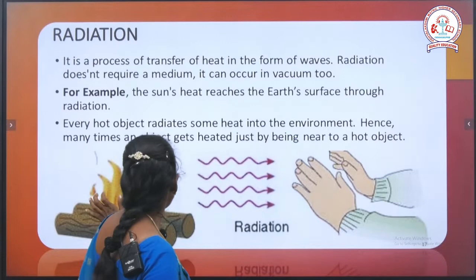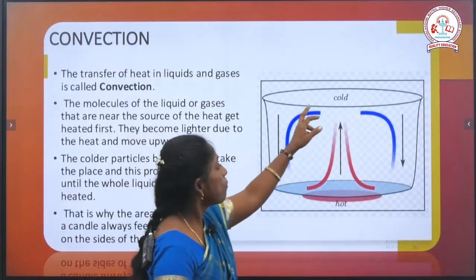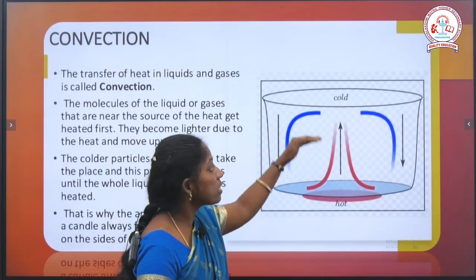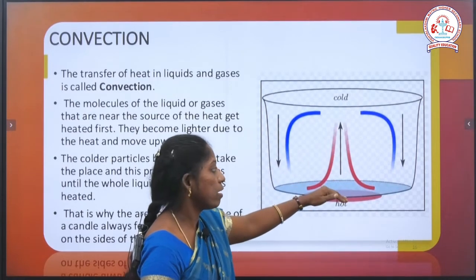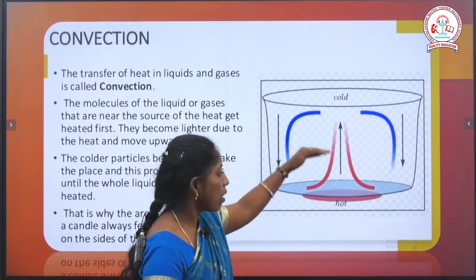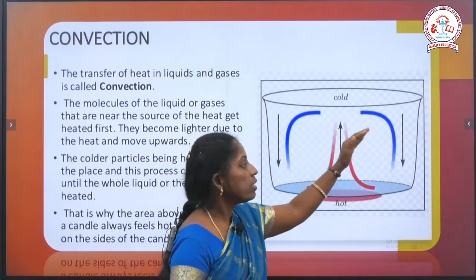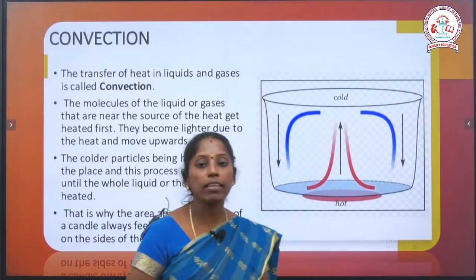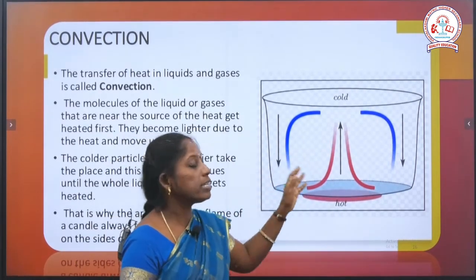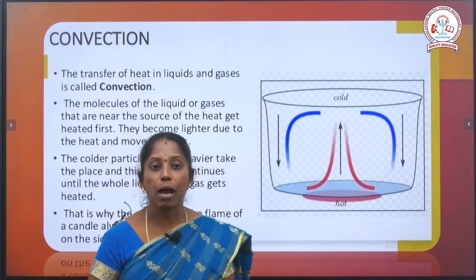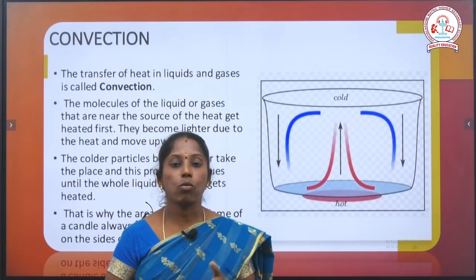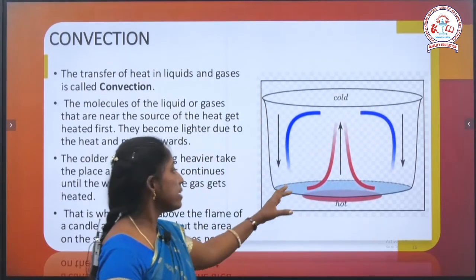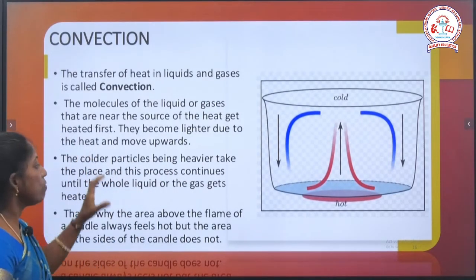The colder particles come down from above, because they are heavier than the lighter particles. So it will come down, then it will get heated. Then finally all the particles, all that water, gets heated. That only happens when we heat the water. So this kind of heat transfer we can call as convection.